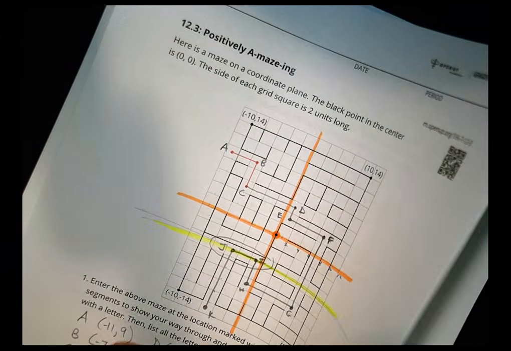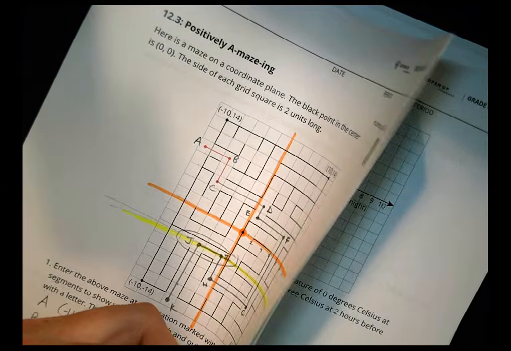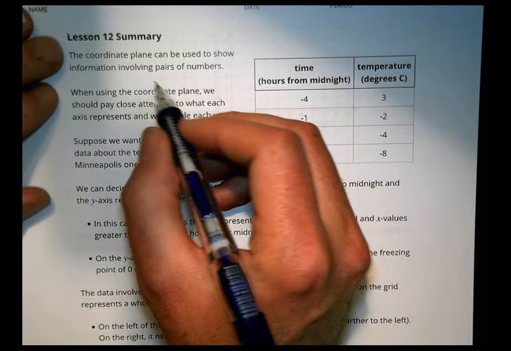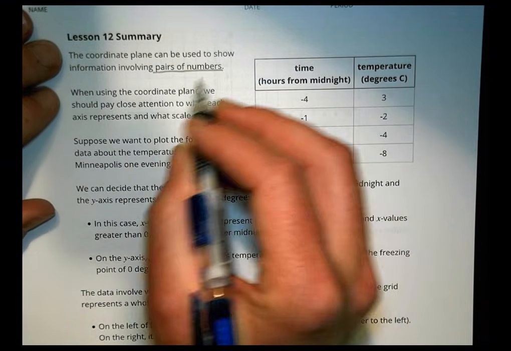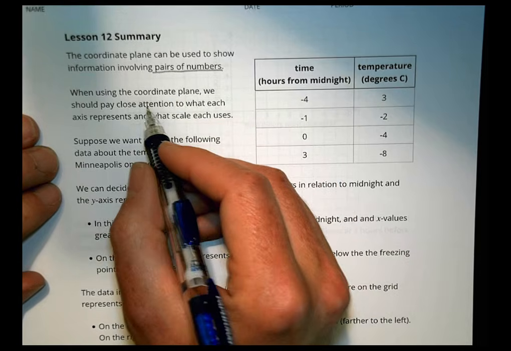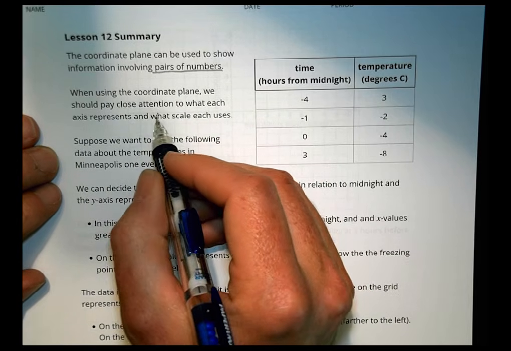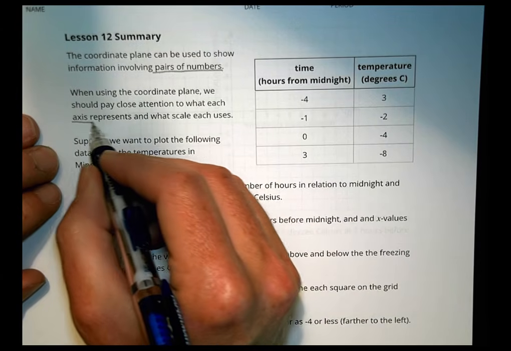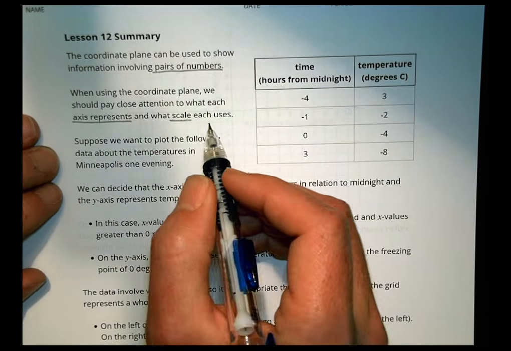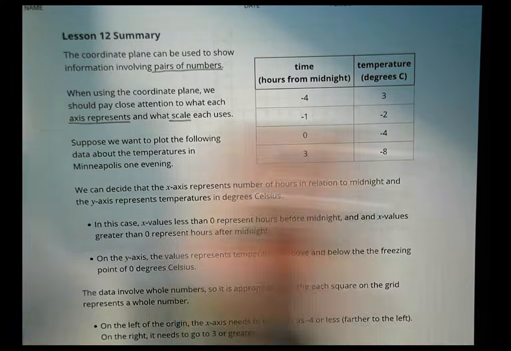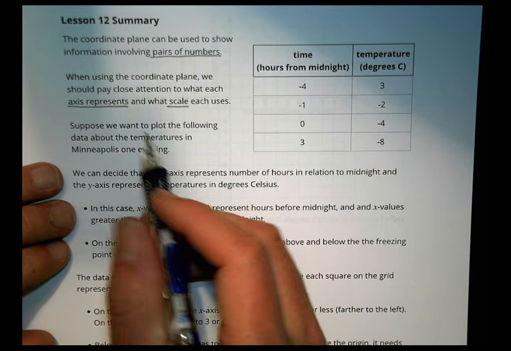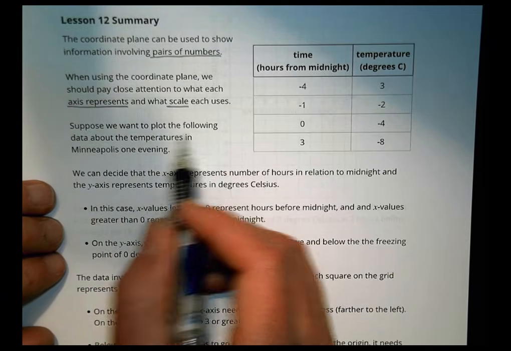So summary real quick says, the coordinate plane can be used to show information involving pairs of numbers. When choosing the coordinate plane, we should pay close attention to what each axis represents and what scale each uses. So pay attention to what the axis is talking about and the scale, right? So you're not having too large or too small of a graph to show the information you want to show on the coordinate plane. Okay, and they give an example here about plotting temperatures in Minneapolis one evening.